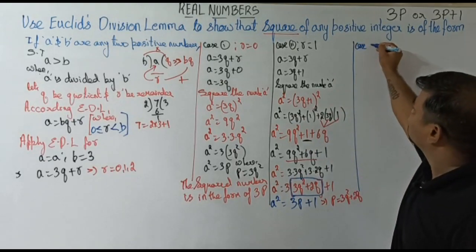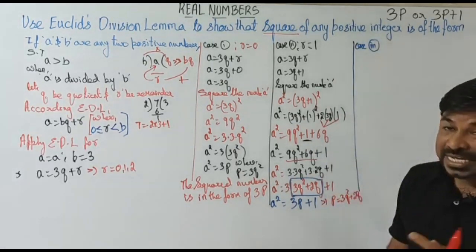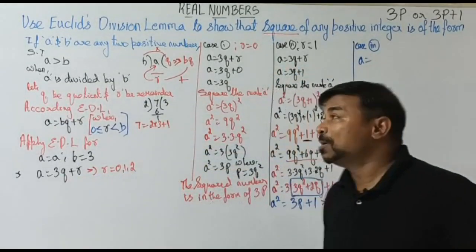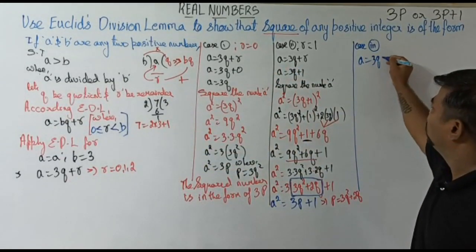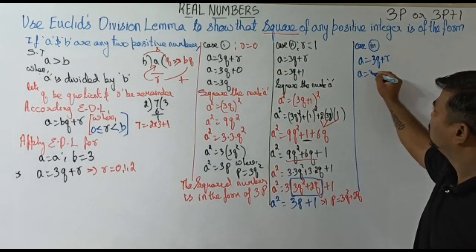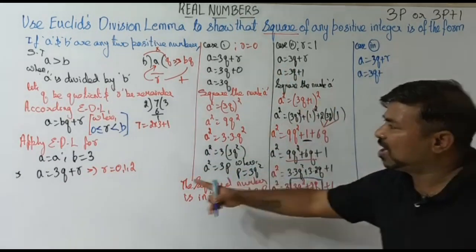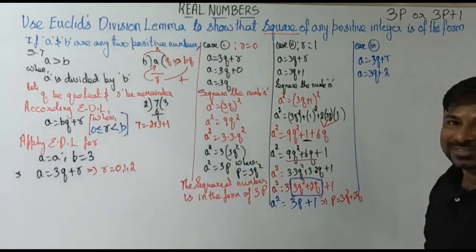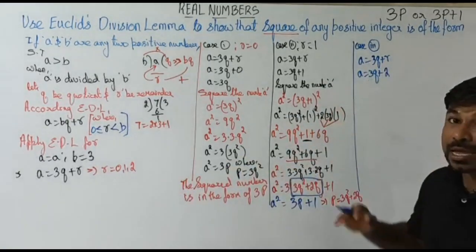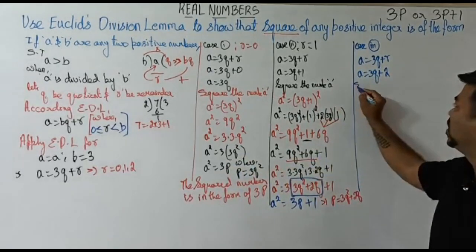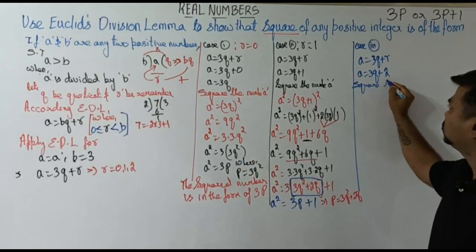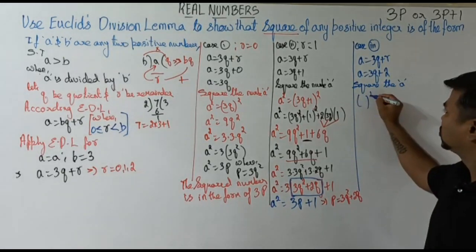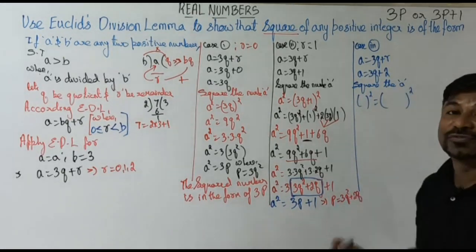Case 3. We are going for case 3. That is, a is equal to, as we know, 3q plus r. Now a equals 3q plus r. In the place of r, earlier we placed 0, later on 1. Now let's place 2 there. Okay, we got what is a, but we need to square that. Square the number. So bracket square is equal to the square of the number.